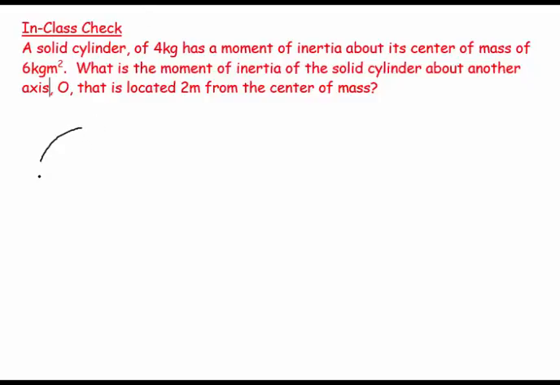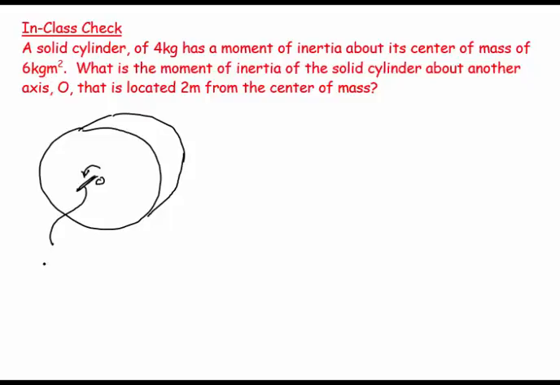We have a solid cylinder. And I can say my center of mass is on that axis there, so I'm imagining a rotation about there. And when I have my moment of inertia about my center of mass, it is equal to 6 kilogram meters squared.